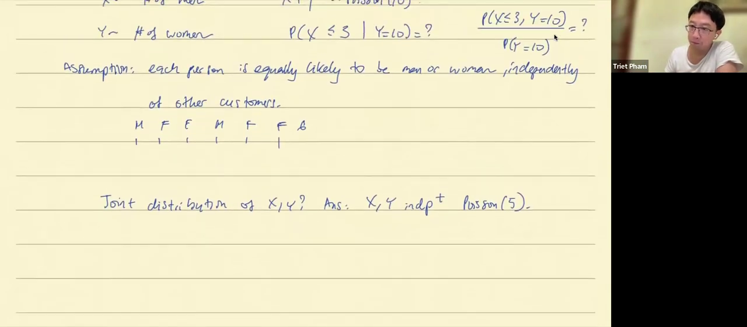So what do we do? What we do is to start with the joint. Let's just work with the abstract calculation. What's the probability that there are I women and J men coming to a store at any hour? How do we calculate this?